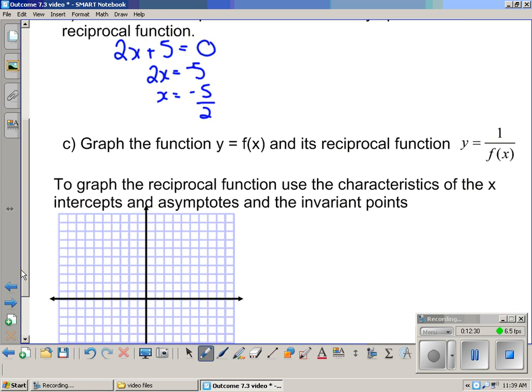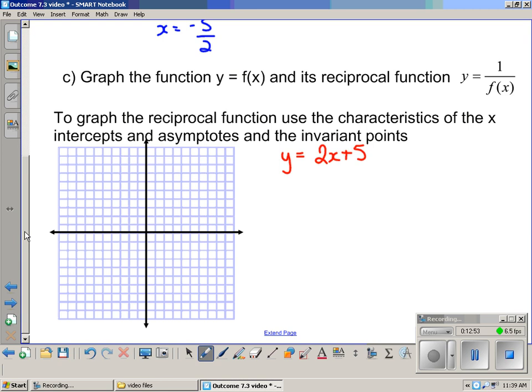Part C, we're going to graph the function y equals f of x and its reciprocal. So let's start by graphing y equals f of x. And I'm going to graph it in red because I've been doing all of my work so far in blue. So if we're graphing y equals f of x, and in this case that is 2x plus 5, there are different ways that I can graph it. I can create a table of values. I can use my x and y intercepts, or I can use y equals mx plus b. This means that my y-intercept is 5 and my slope is 2.